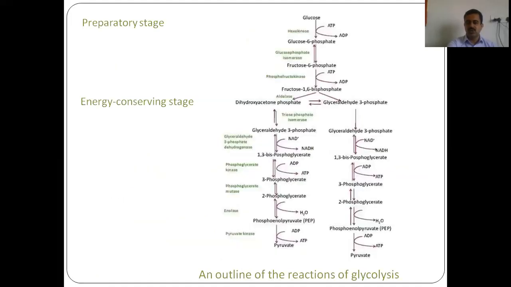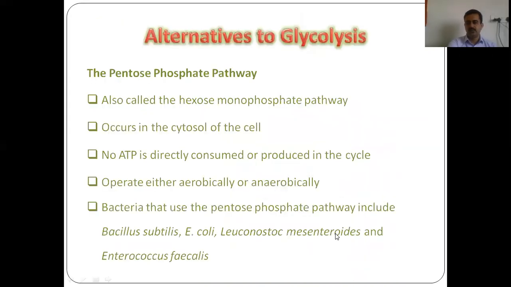See here, this is the preparatory stage, right from glucose to fructose 1,6-bisphosphate. This is the preparation phase, wherein there will be utilization of ATP. And once fructose 1,6-bisphosphate is generated, it undergoes a reaction wherein there will be generation of pyruvate molecules. This is the energy conserving stage, and ATP is released from these reactions.